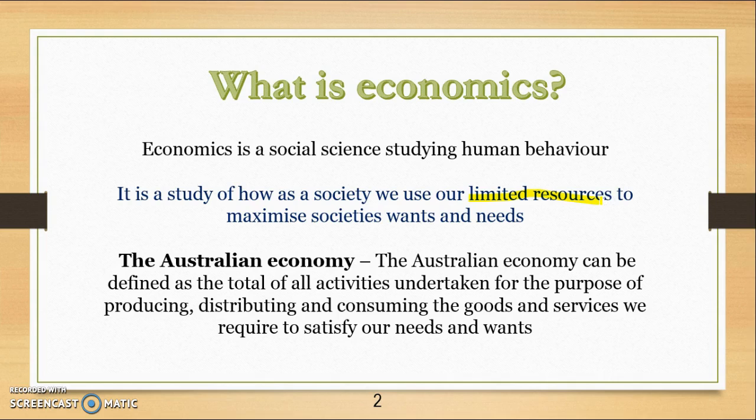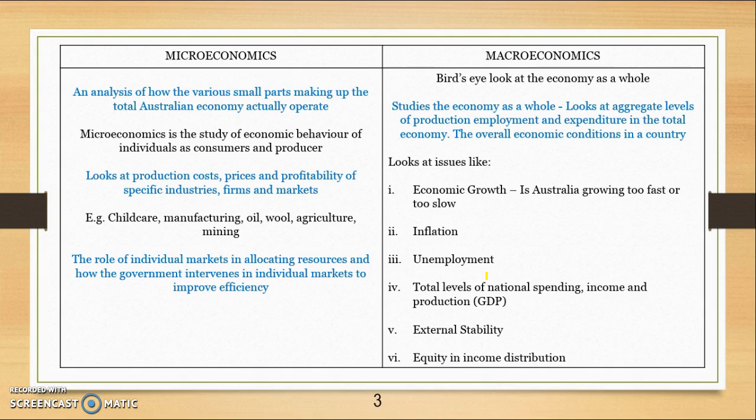needs. So the Australian economy can be defined as the total of all activities undertaken for the purpose of producing, distributing and consuming the goods and services we require to satisfy our needs and wants. I'm not going to test you on a definition of exactly what that means, but it's basically a matter of how we use our resources to maximise society's wants and needs. So there are two forms of economics. There's what we call microeconomics and macroeconomics.